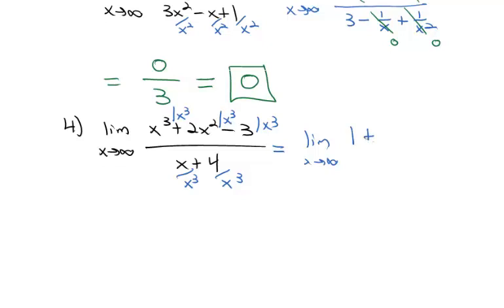Plus 2x squared over x cubed. The x squareds divide out. We have 2 over x. Minus 3 over x cubed. All over. Dividing out an x, we've got 1 over x squared. Don't forget the 1 on top. Plus 4 over x cubed.